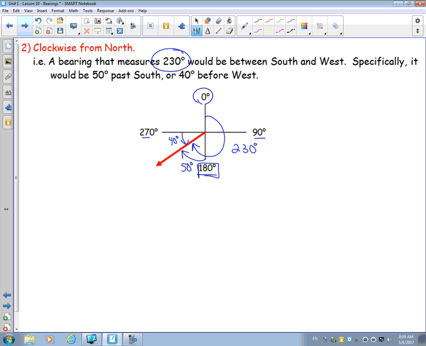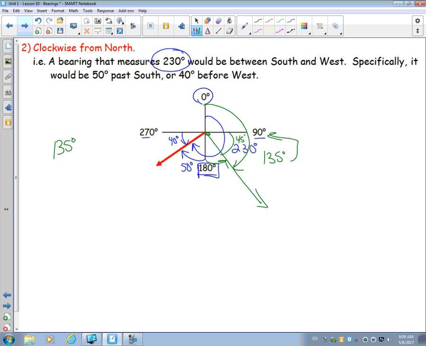And if you want to try one, we could say, how about a bearing of 135? Where would that be? Well, it's between 90 and 180, so it's going to be somewhere this way. 135 is the entire angle. That's 45 more than this, so that's 45. Or it's 45 less than that. So again, you have two different angles. Okay, so that's our big idea.